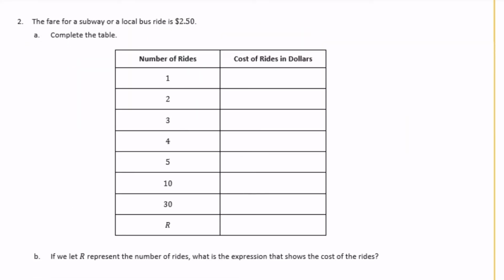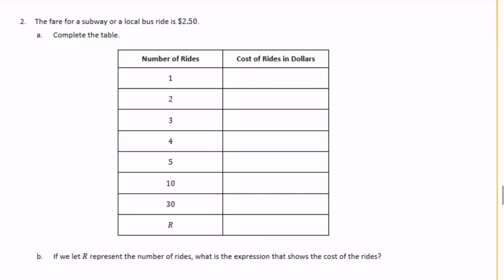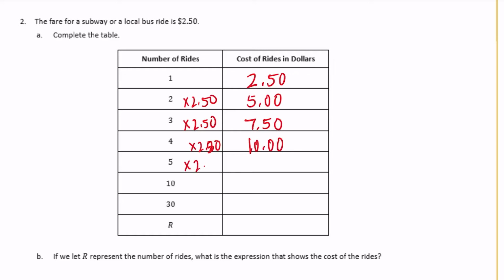Number 2, the fare for a subway or local bus ride is $2.50. Complete the table. So one ride would be $2.50. 2 rides, so if we did it twice, would be times 250, would be $5. 3 times 250 would be $7.50. 4 times would be $10. 5 times would be $12.50.